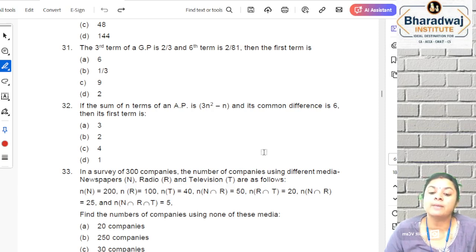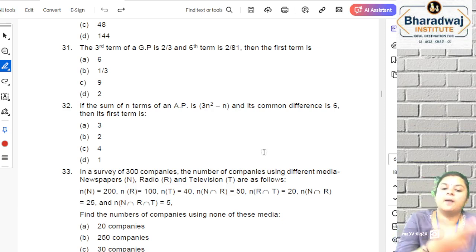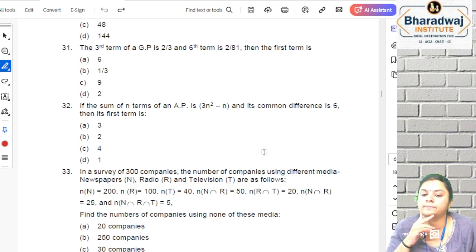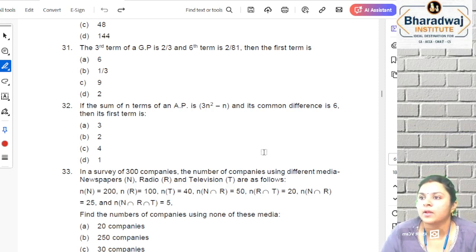32. The sum of n terms of an AP is 3n square minus n. Common difference is 6. First term is. Directly you can take sum of n terms is 3n square minus n. Here you don't need to use the common difference. You can take the sum of the first term directly. 3n square, so if you assume n is 1, 3 minus 1, answer is 2. First term is 2. Okay?